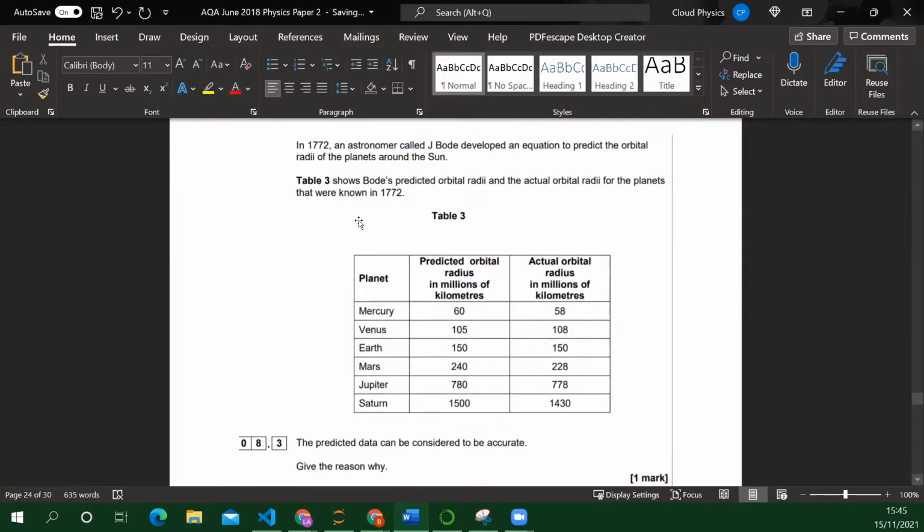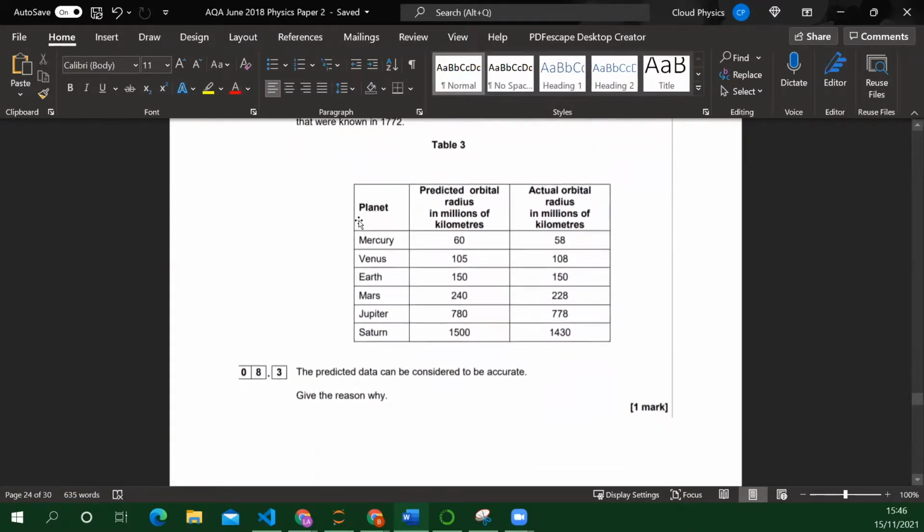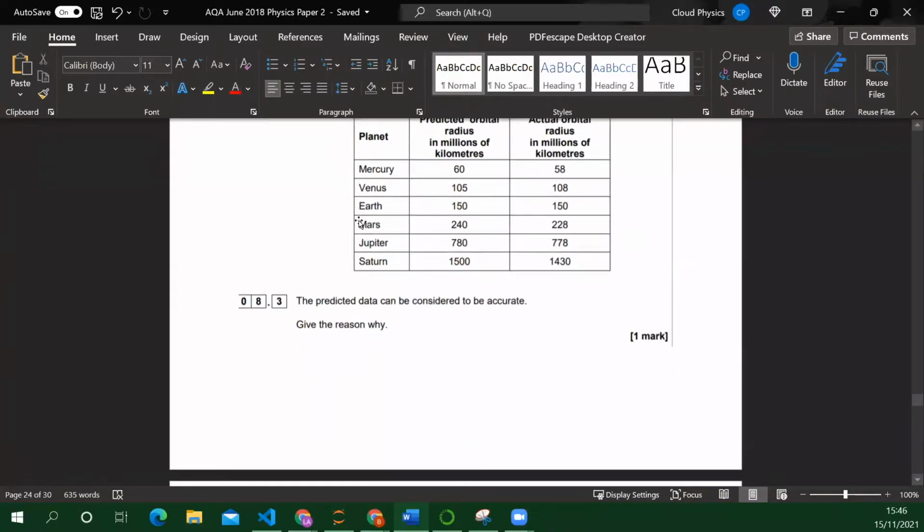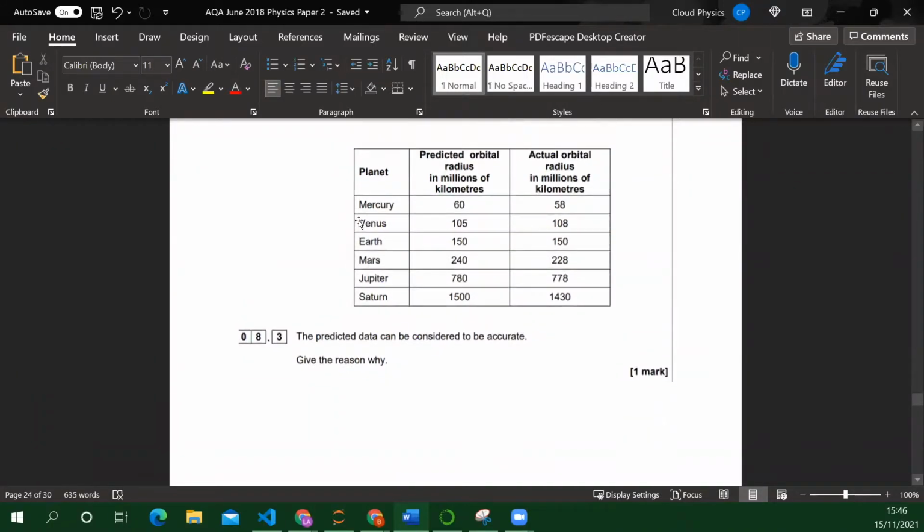In 1772, an astronomer called J. Bode developed an equation to predict the orbital radii of the planets around the Sun. Table 3 shows Bode's predicted orbital radii and the actual radii of the planets that were known in 1772. As you can see, the only planets known were up to Saturn. Uranus and Neptune weren't known about, or Pluto and other minor planets. The predicted data can be considered to be accurate.